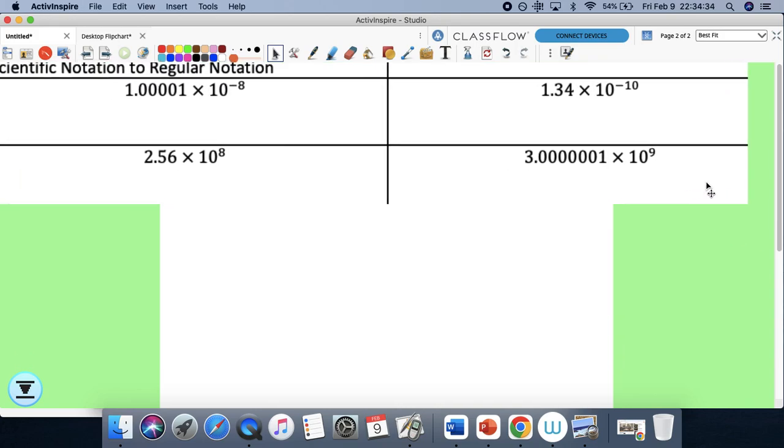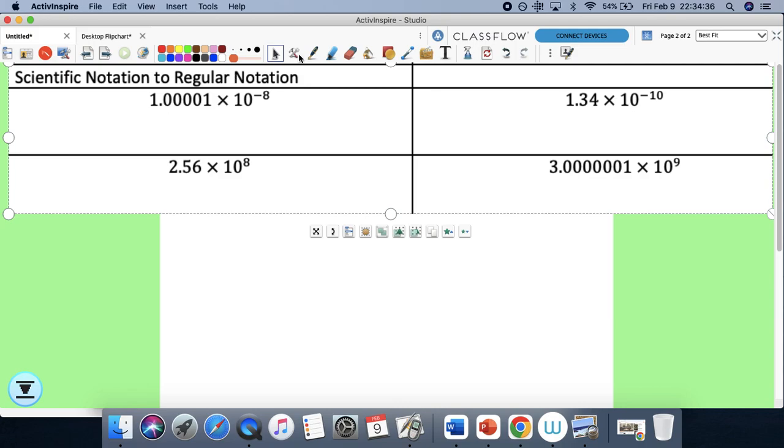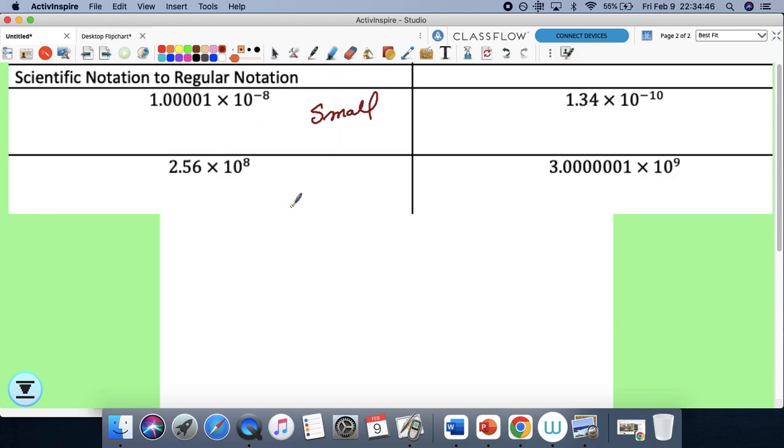So again, all these are just little shortcuts, right? Scientific to regular. So the first one, 10 to the negative 8. So it's going to be a small number, right? Less than 1. This is going to be a large number. So that's how you know where to move the decimal. If it's going to be a small number, less than 1, you have to move the decimal that way. So these two, the decimal moves that way. And these two are increasing in value, so the decimal moves that way, right? Think about that.